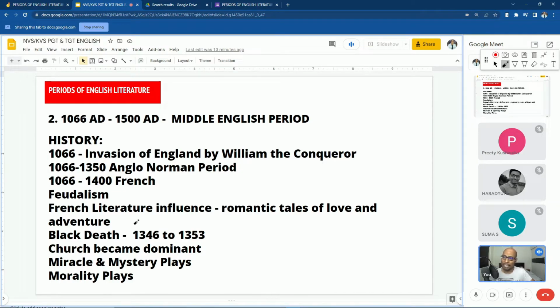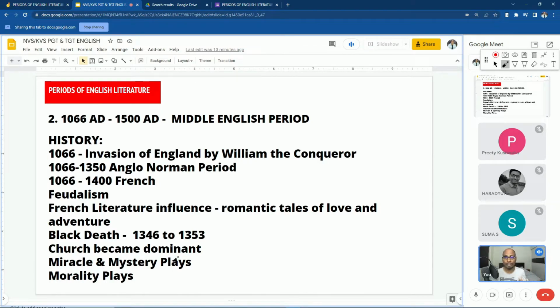And then what happened in England? Black Death happened. Millions of people were killed between 1346 and 1353. Two pandemics happened, and in this period the church became dominant. That means the Christian church was ruling the kingdom, and the kings were under the domination of the church. And these are the days where the miracle plays, mystery plays, and morality plays came into the limelight.